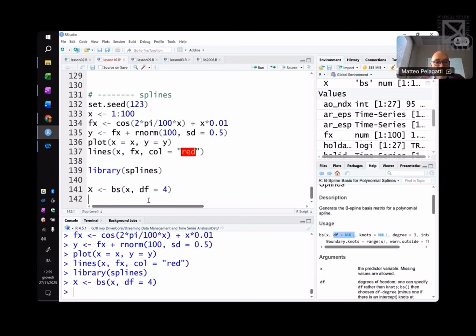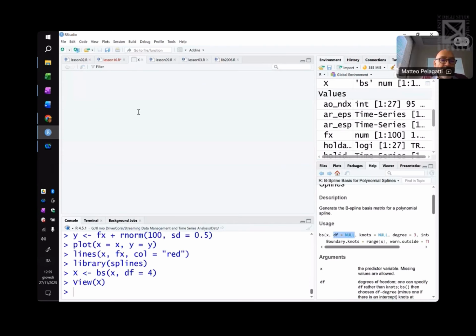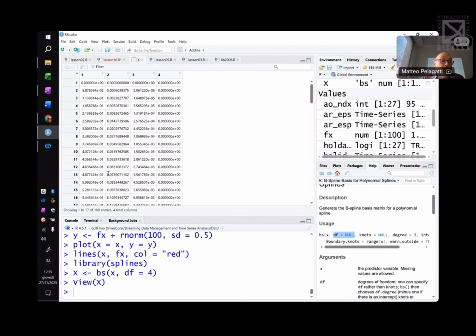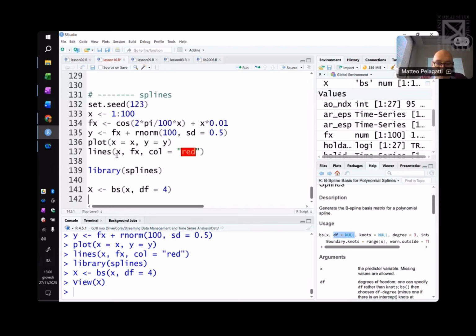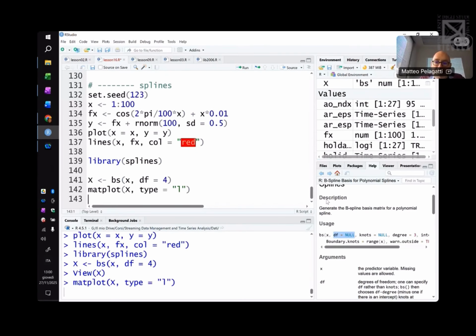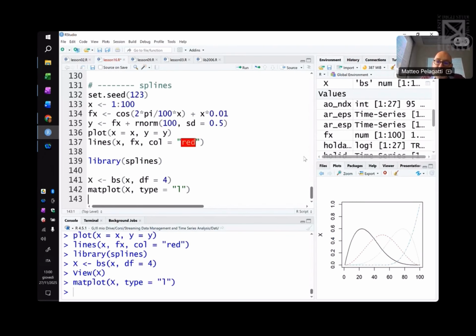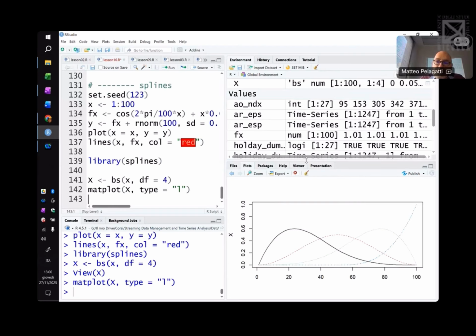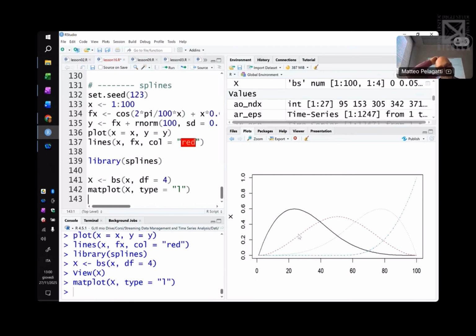Okay. So if you look at X, it's just a matrix. We created 4 regressors, as I told you. They're just transformations of the original X. And if you want to see how they look, you can go with matplot of X, type line. And they're kind of how I just showed you. Okay.